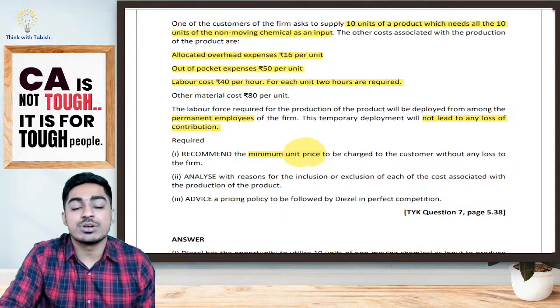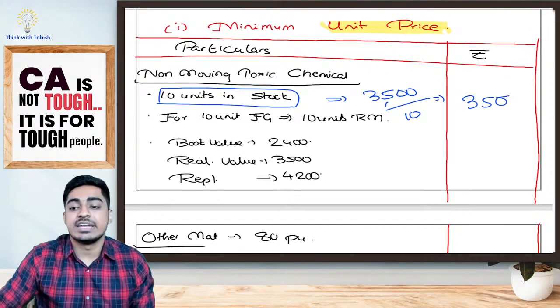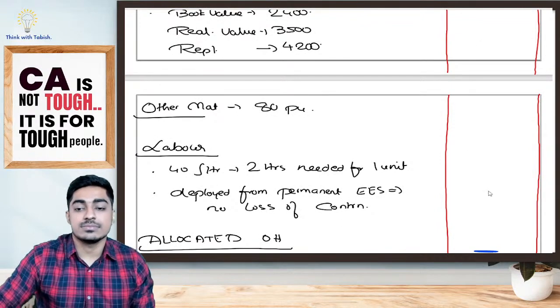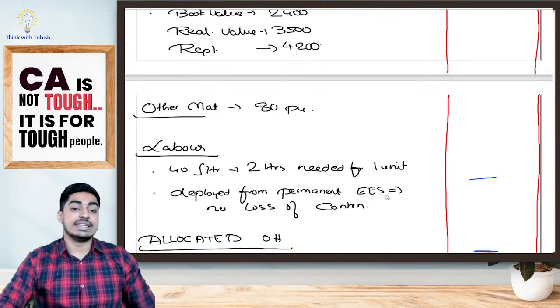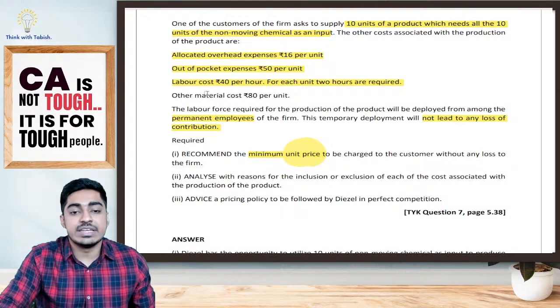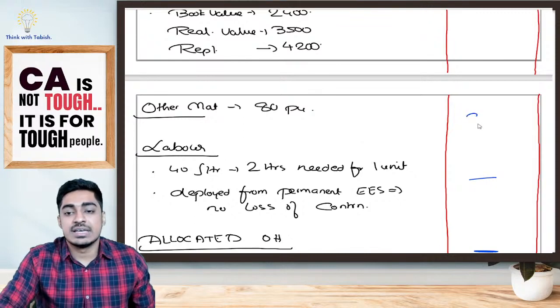So what is the labor cost? What is the relevant cost, students? Whether labor cost is relevant? Tell me, students, whether labor cost is relevant here. Relevant cost is nil here. Yes. And next, what else do we have? Other material cost is 80 rupees. We'll take it as relevant.